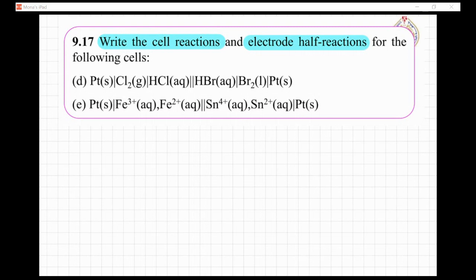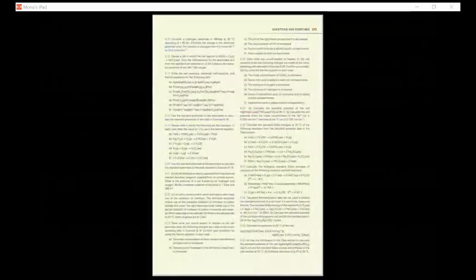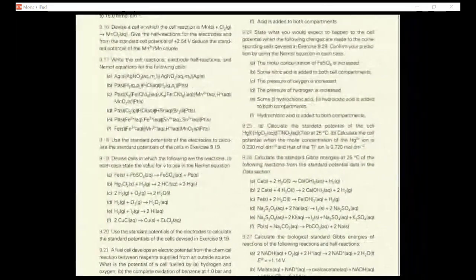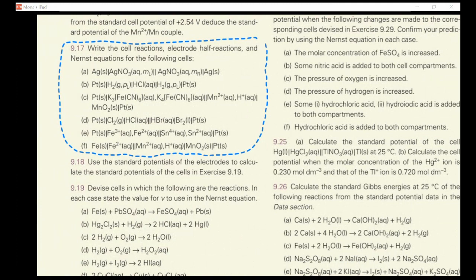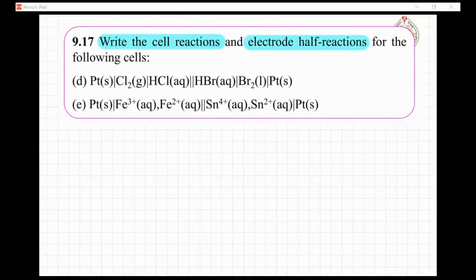Now I'll just show you something before I start here. You could see that 9.17 has several parts, but I cannot solve all of these. Even some of these parts relate to materials that I have not covered. So I am just picking the parts that I'm sure I have covered the material for.